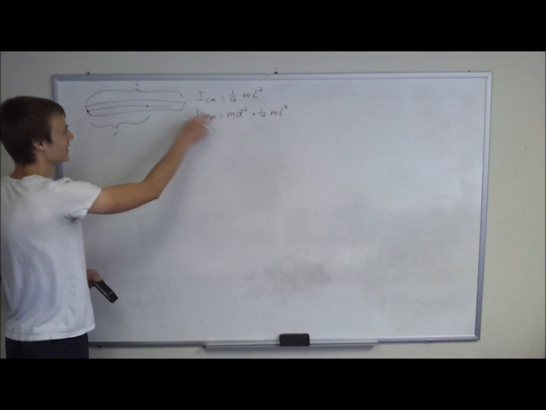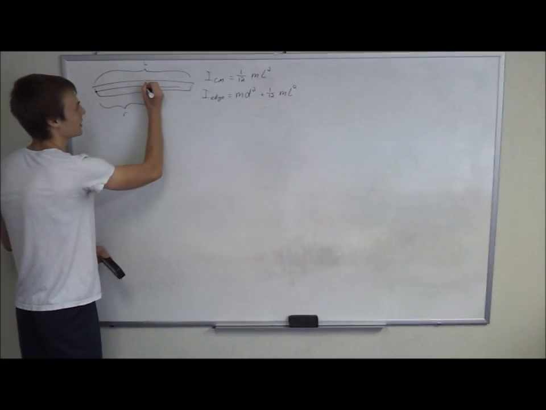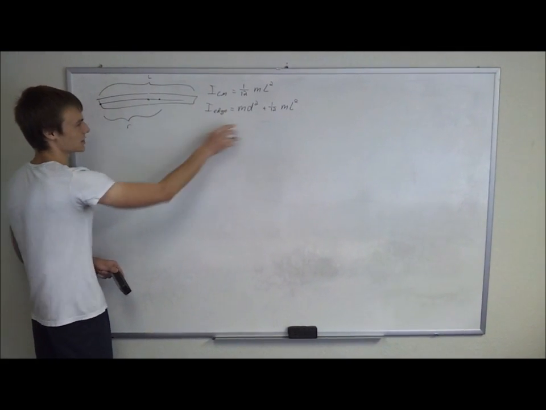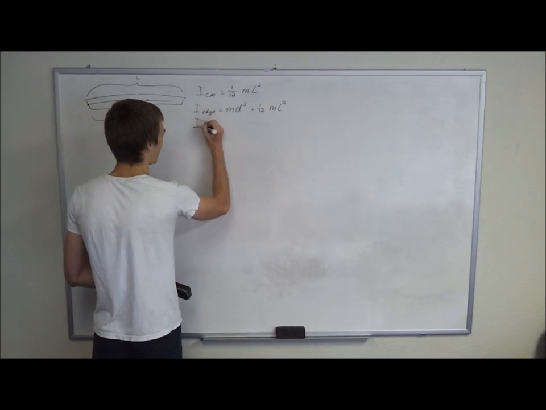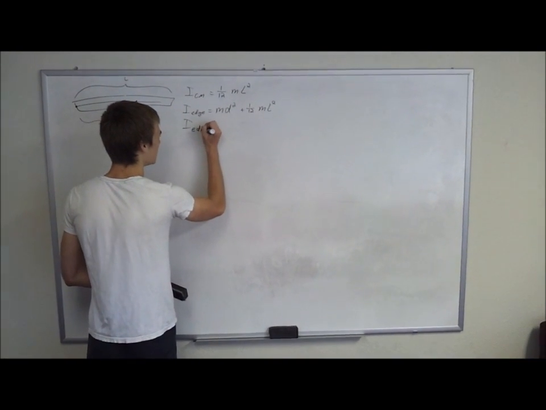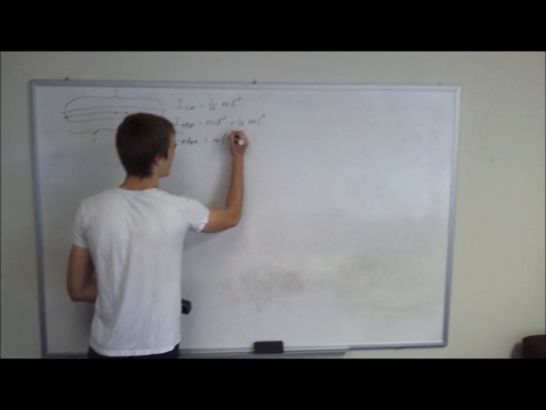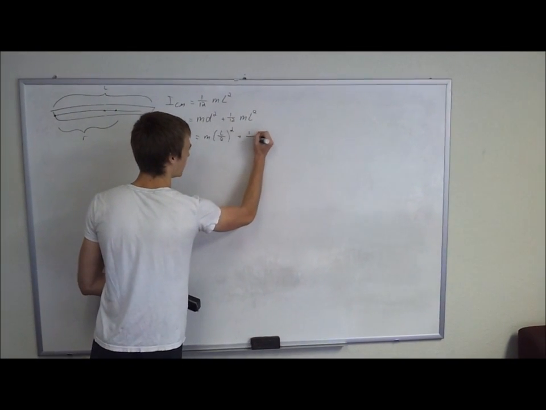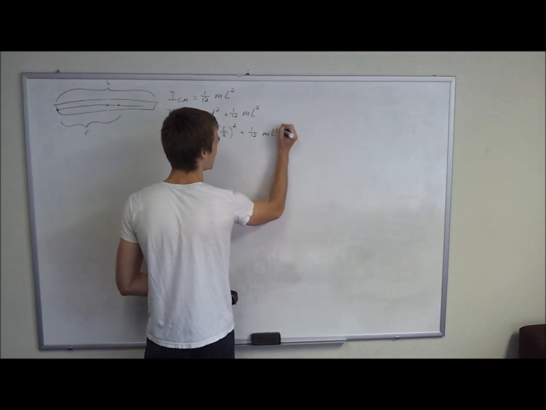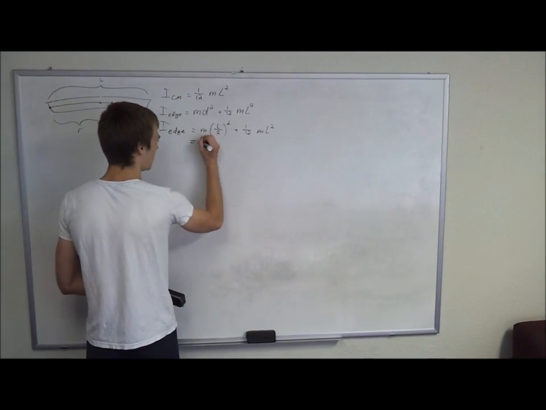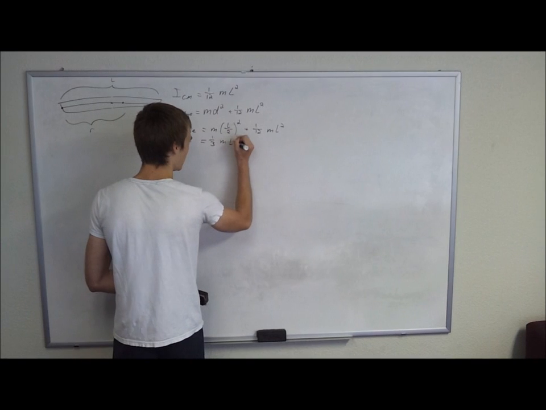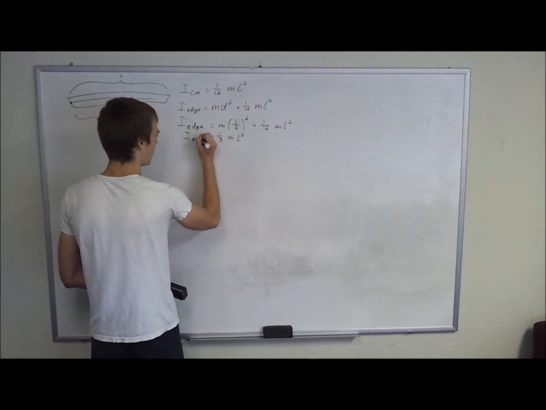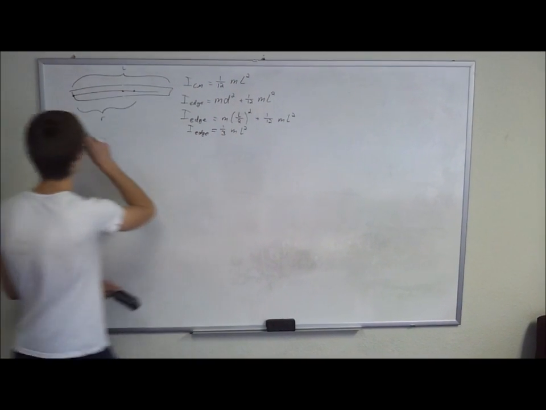The center would be right here, that's L over 2. So we can just plug in L over 2 for our d, so we get I at the edge is equal to m times (L over 2) squared plus 1/12 m times the length squared, and that comes out to 1/3 m L squared. So that's our moment of inertia at the edge.